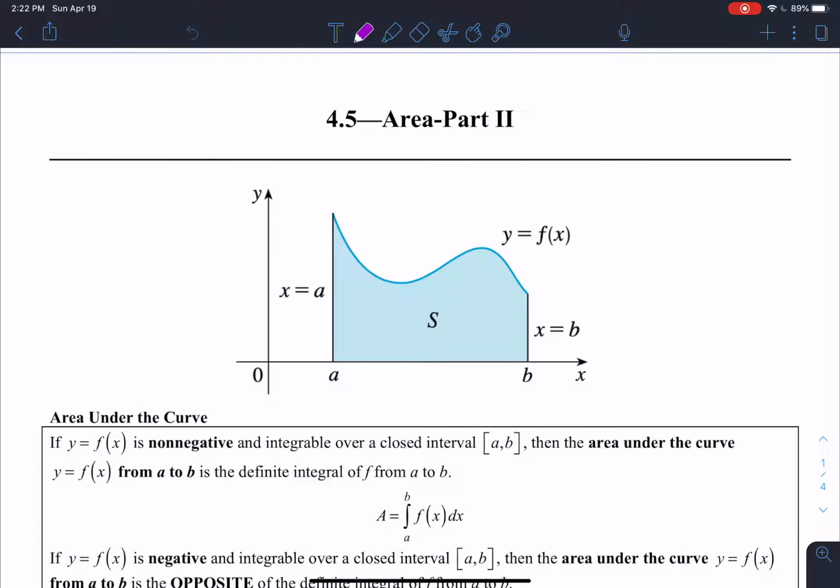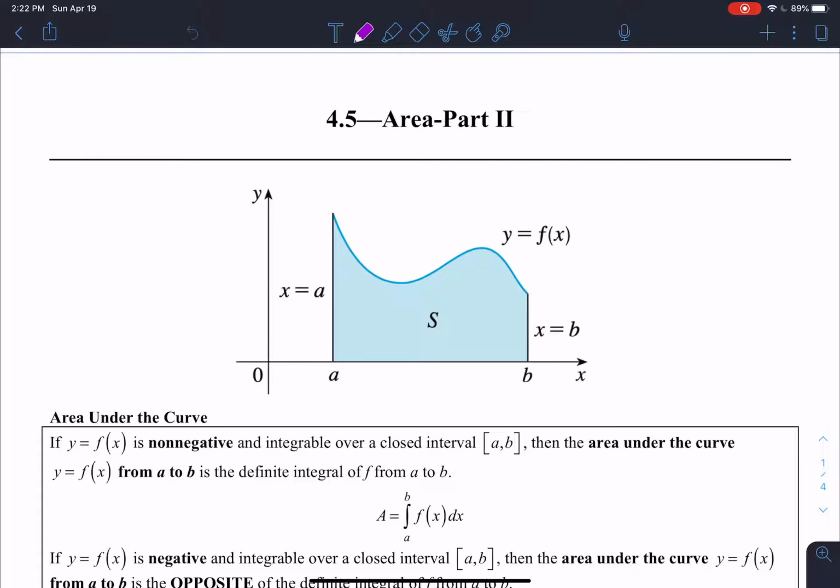Okay, guys, so we are starting the last section for Chapter 4. It's a pretty easy concept to understand, something we've kind of already done. We've worked out the long way to figure out the area from one point to another, and I'm going to show you a couple other ways that we've done it.